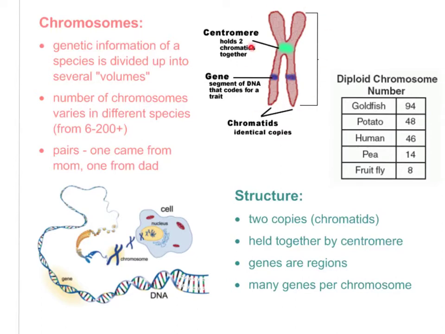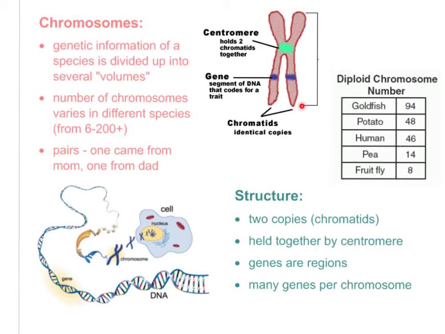Here, up close, we have the structure of our chromosome. We have in the middle the centromere. It holds the two sister chromatids together. Remember, those two sister chromatids are identical copies. It was copied in the S phase of interphase. Remember that we get one chromosome pair from mom and one from dad. We just learned about that when we were talking about alleles and genetic traits that are passed on.